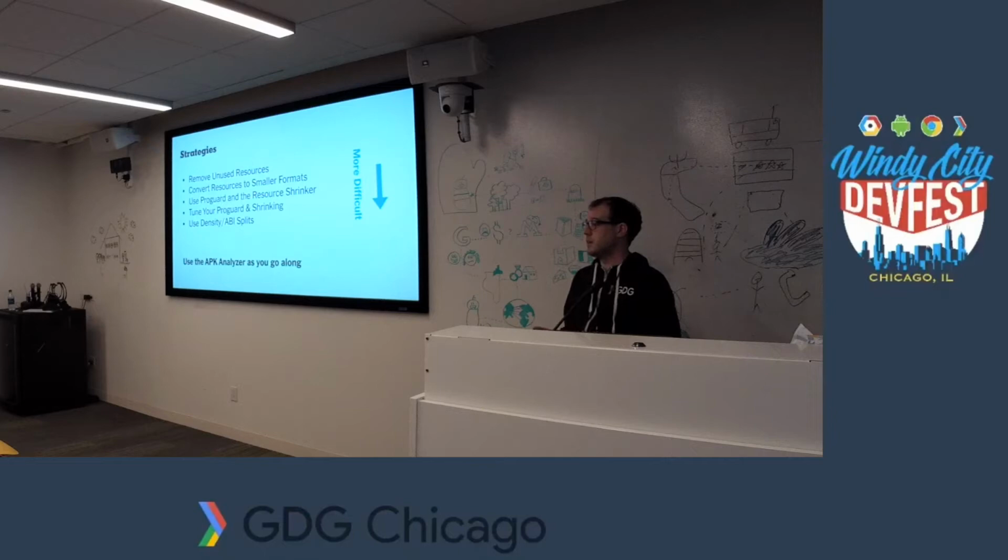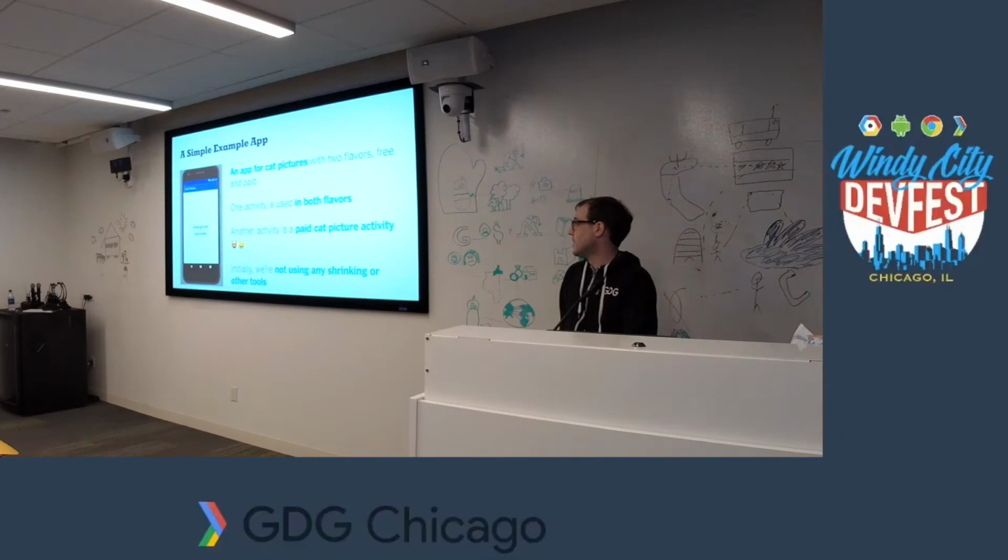Sometimes it's helpful to tune the way you're doing ProGuard and shrinking your resources, to poke around and see if there are places where you can give hints to the tools to get them to remove more. And then finally, you can use APK splits, where you generate a different APK for density and binary architecture. And there's a great tool called the APK Analyzer that helps you along your journey here.